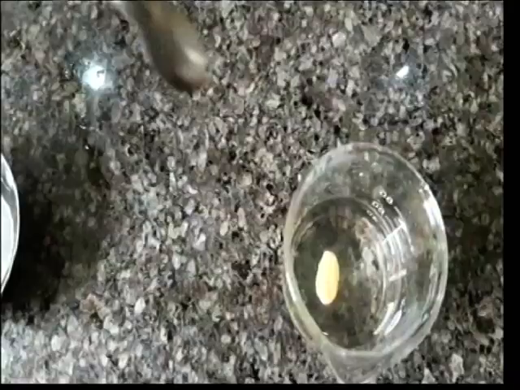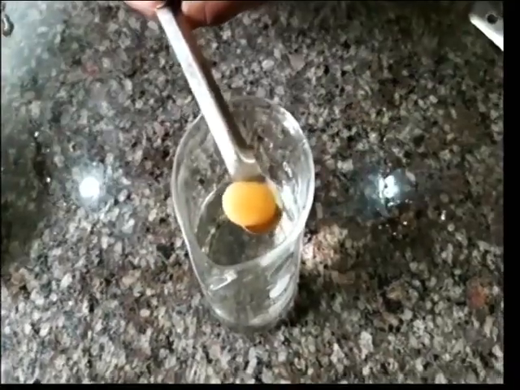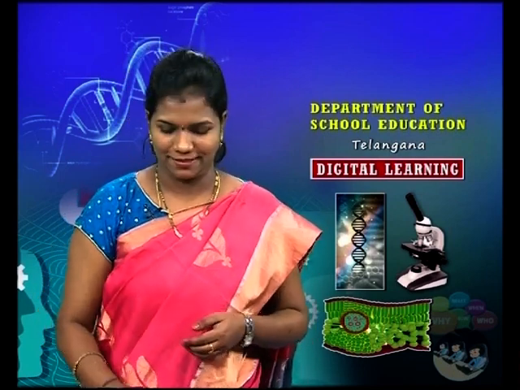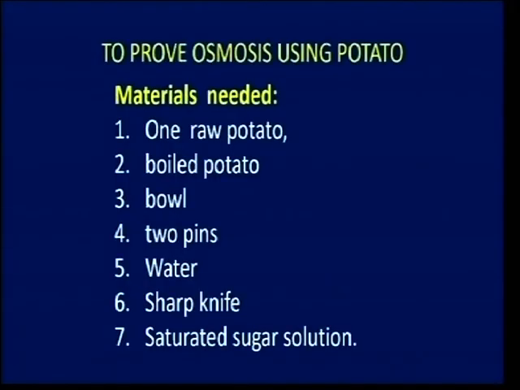Right? Let me show you clearly. Shrink kishmish. So children, we have seen the two activities. In the above two activities, the cells in the outer layer of the kishmish permit water to pass through, right? Next, to prove osmosis using potato.